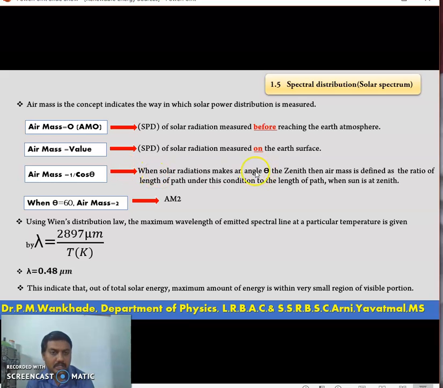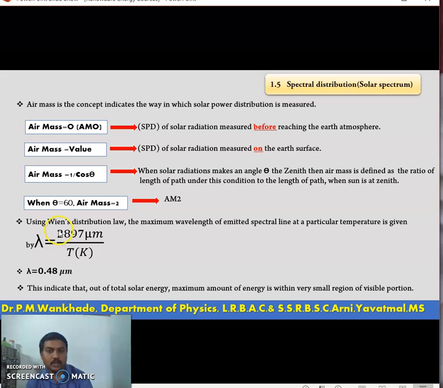When the solar radiation makes an angle theta to the zenith, then air mass is defined as the ratio of the length of path under this condition to the length of path when the sun is at zenith, which is given by air mass equals 1 by cos theta. If we assume that theta equals 60 degrees, then air mass comes out to be 2, that is indicated by AM2, air mass 2.